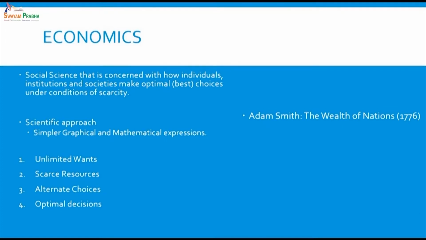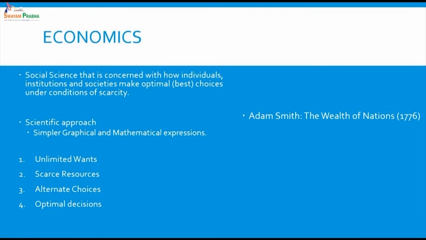Now, this is on you, how you are going to decide which choice, which bundle, combination of commodities or goods you will avail. You will either buy or you will supply. If you are a producer, you will supply. If you are a consumer, you will buy. So this decision making should be optimal.